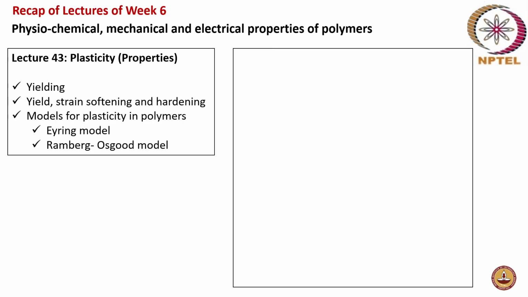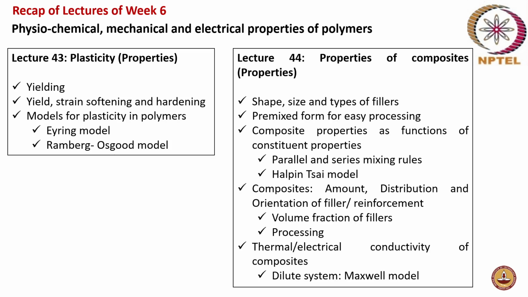And then lecture 43 was on plasticity, where yield strain, strain softening, and hardening were all discussed. Models for plasticity, like the Eyring model and the Ramberg-Osgood model, were also discussed. The final lecture was on properties of composites, where the size, shape, and type of fillers play an important role, and how the premixed form helps in easier processing.